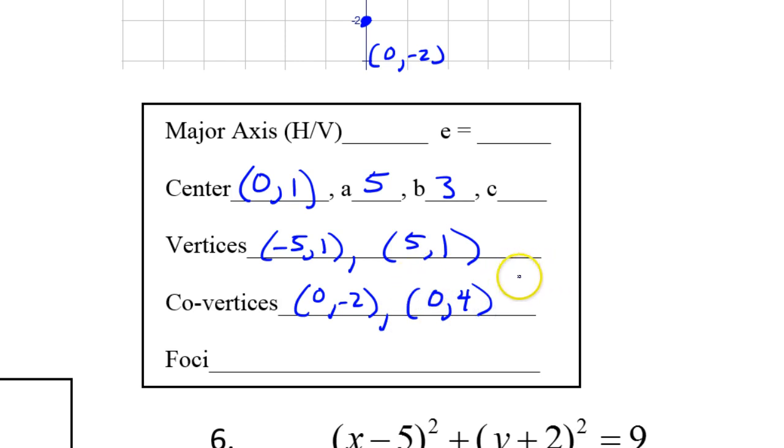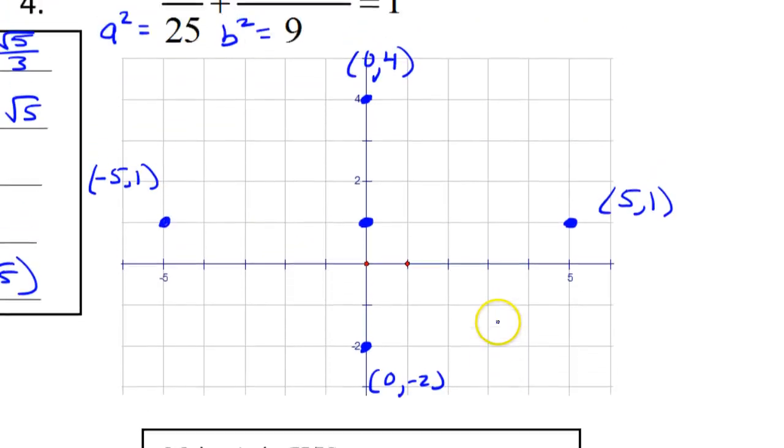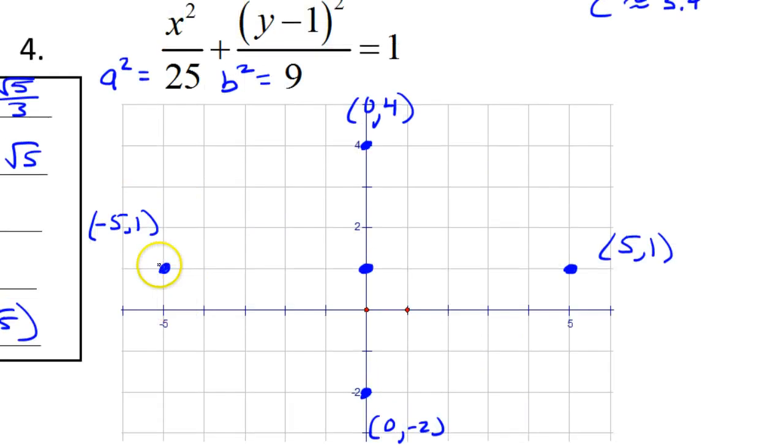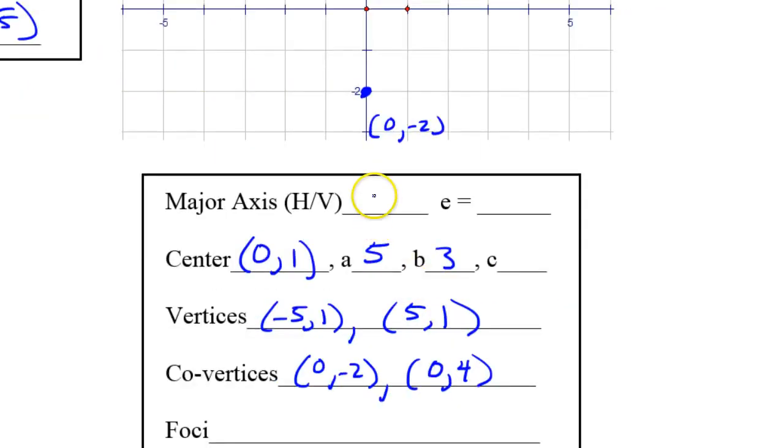All right. Clearly, as soon as we said the vertices, we can know that the major axis is horizontal, because this is the major axis connecting the vertices. It is horizontal, so I'm going to go ahead and put an H right there.